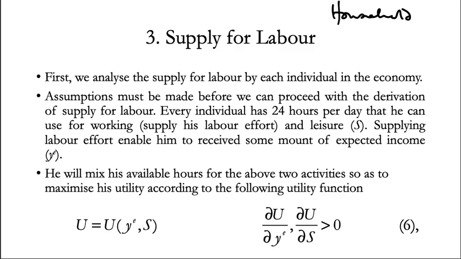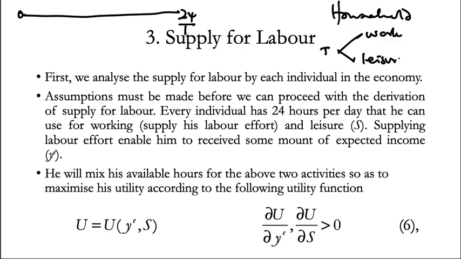Okay, so there must be some assumptions again. So what are the assumptions? You imagine each person or each household has 24 hours, from 0 up to 24, total time. Let's call this total time T, capital T. And then this total time can be divided into two, work and also leisure. Let's denote leisure as capital S.